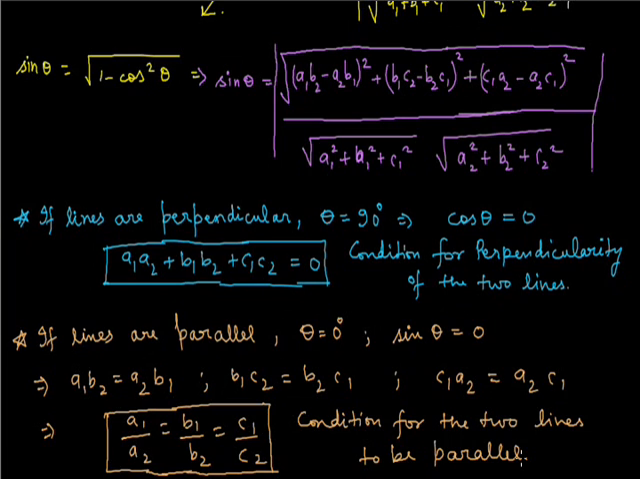So the condition for lines to be perpendicular is a1 a2 plus b1 b2 plus c1 c2 equals 0, where a1 b1 c1 are the direction ratios of the first line and a2 b2 c2 are the direction ratios of the second line. Similarly, to prove that the lines are parallel, we just need to prove that a1 upon a2 equals b1 upon b2 equals c1 upon c2, or the direction ratios are proportional to each other. Now let's take some questions.